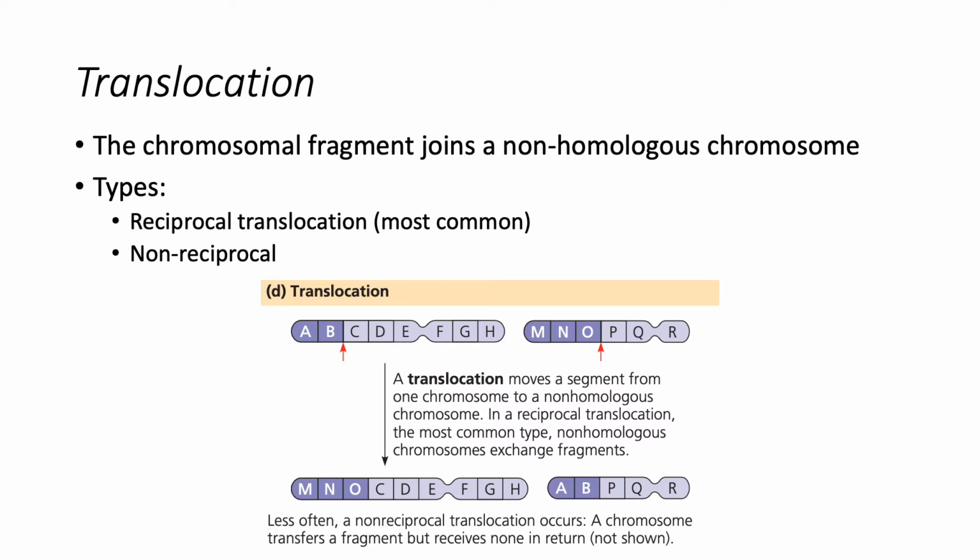It can be classified as reciprocal and non-reciprocal. In a reciprocal translocation, which is the most common type, non-homologous chromosomes exchange fragments. Less often, a non-reciprocal translocation occurs. In this case, a chromosome transfers a fragment but receives none in return.